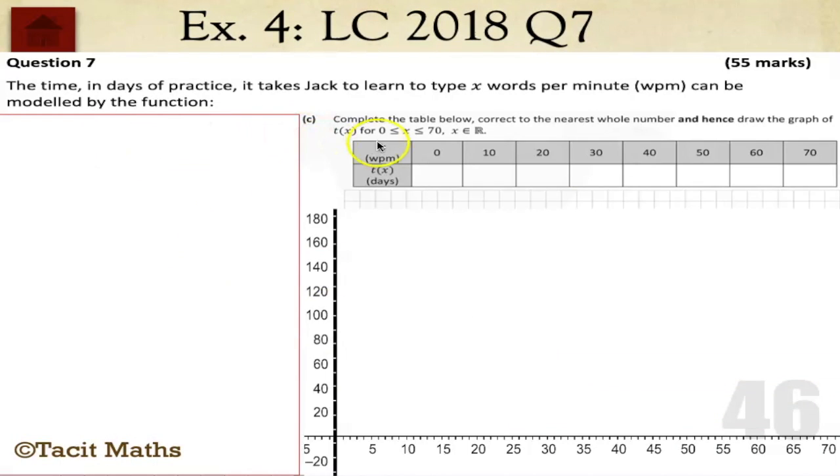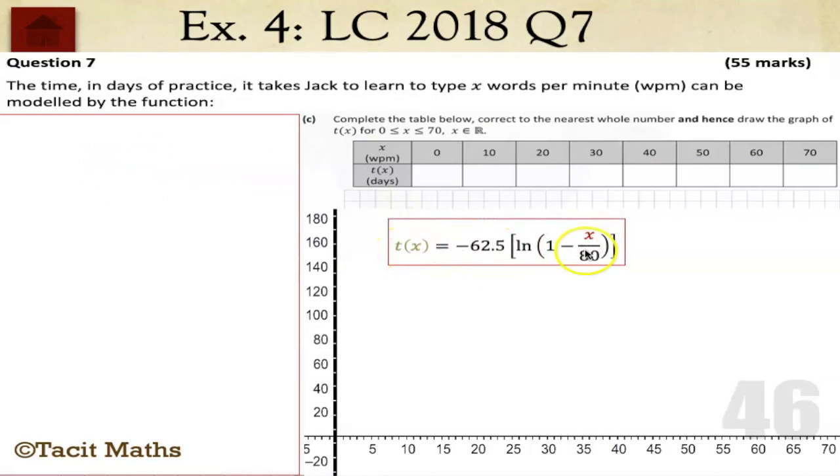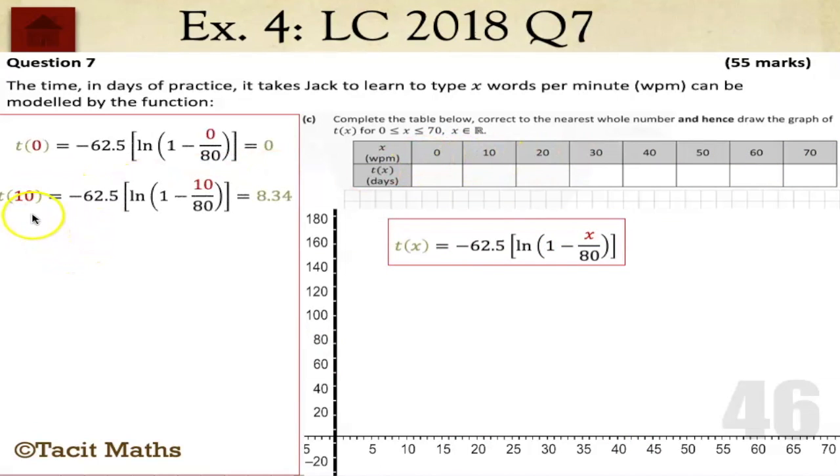Now, next up then, complete the table below. So now we basically have to plot this function on a graph. Even if we weren't given the table here, I'm not actually going to use the table in this case. We have our domain here, our list of inputs. Sub them into the function, and we get 0 for the first one, 8.34 for the second one.